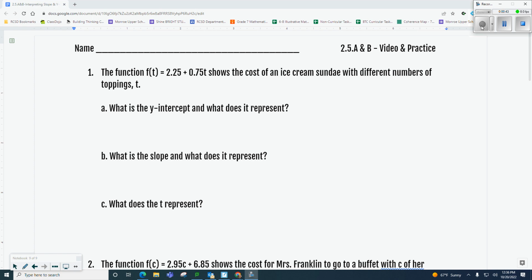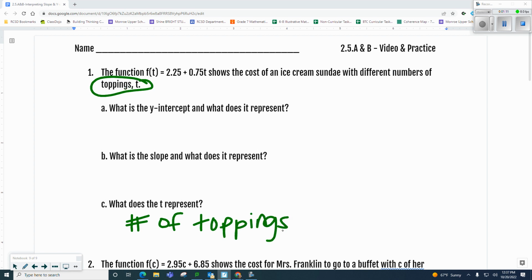I'm just realizing I forgot to take the t out, but because my last question says, what does the t represent, I'm going to jump right into that. The t represents the number of toppings. I meant to take that out and have you figure that out, but I forgot. So we'll just leave it there. The t is the number of toppings, and then here is our function.